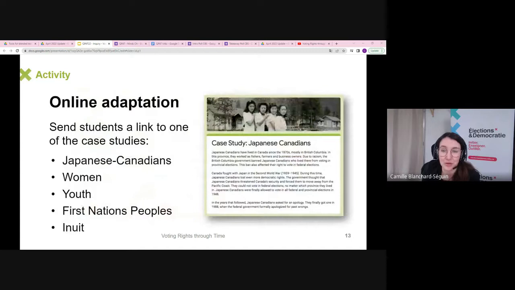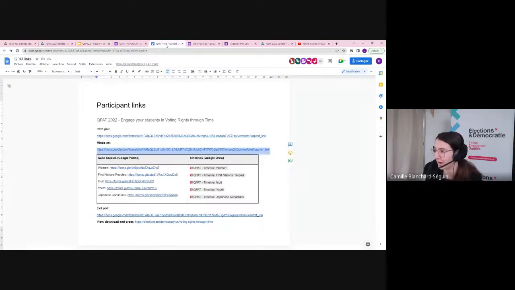Now, to do it online, we have links to all of our case studies. While they're discussing, they'll be able to speak to one another and make decisions together. And that's one of the places where they can respectfully challenge each other's ideas for them to be able to come to a consensus.